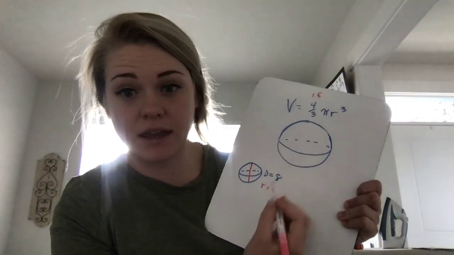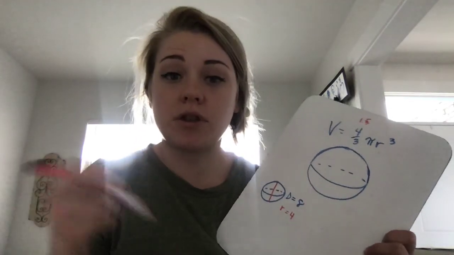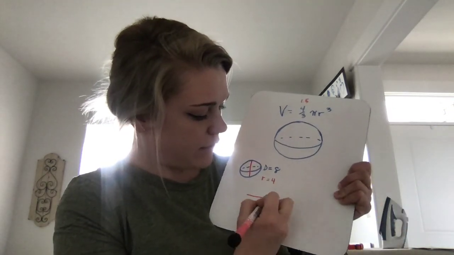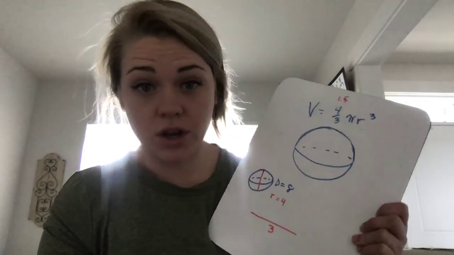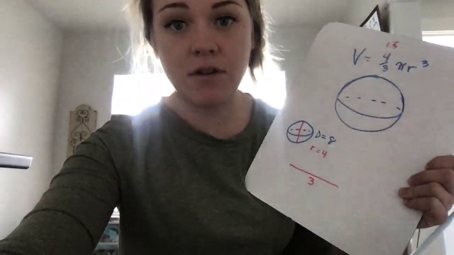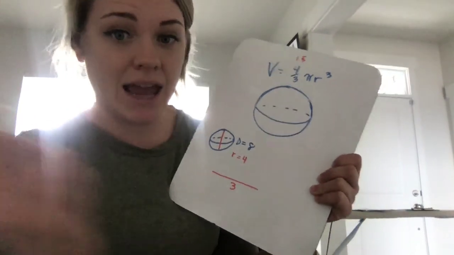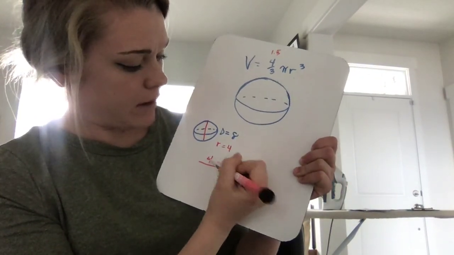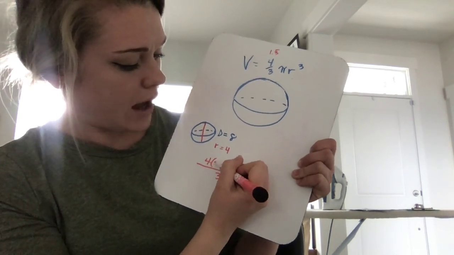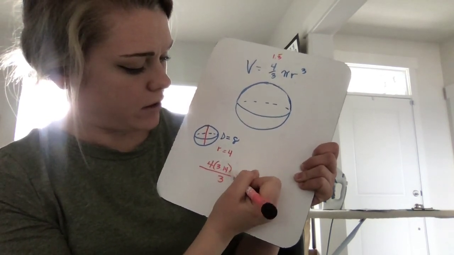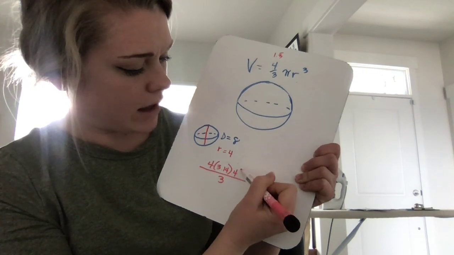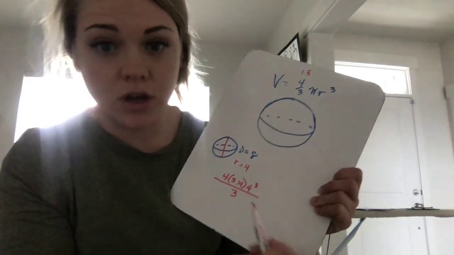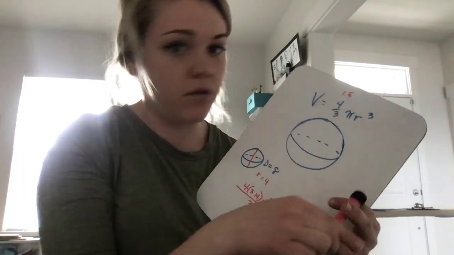So now we're going to plug this into this formula. So with cones, remember I told you that you can divide everything by 3 at the end. We're going to do that with spheres. So we're going to divide everything by 3 at the end. We're going to multiply everything by 4 on the top. Pi is 3.14. My radius is 4, and that's cubed. So 4 times 4 times 4, not 4 times 3.